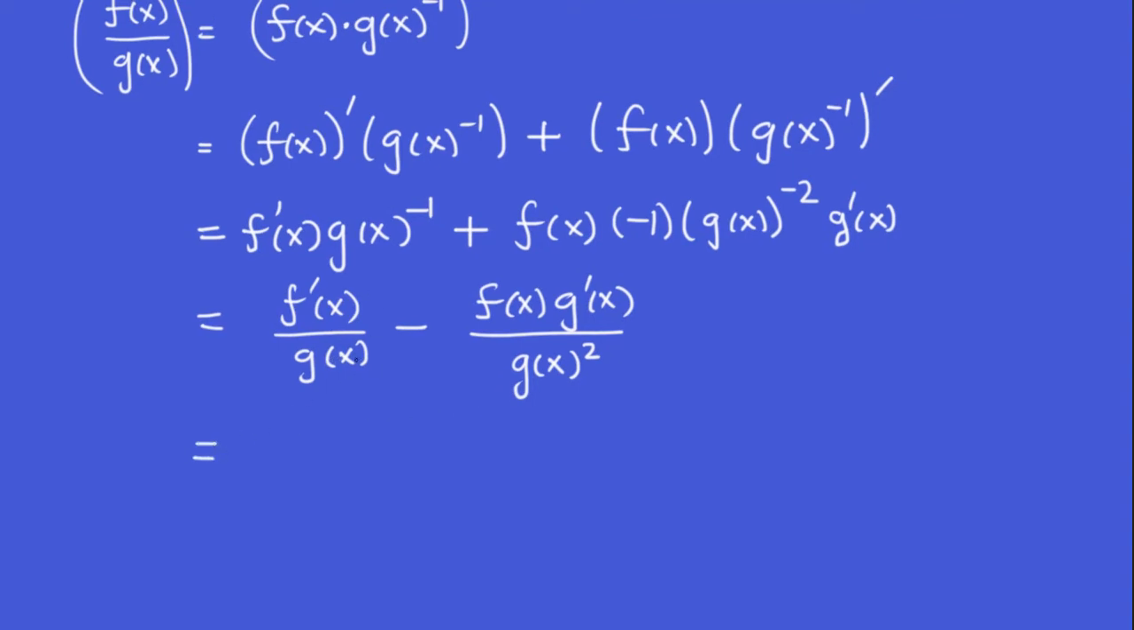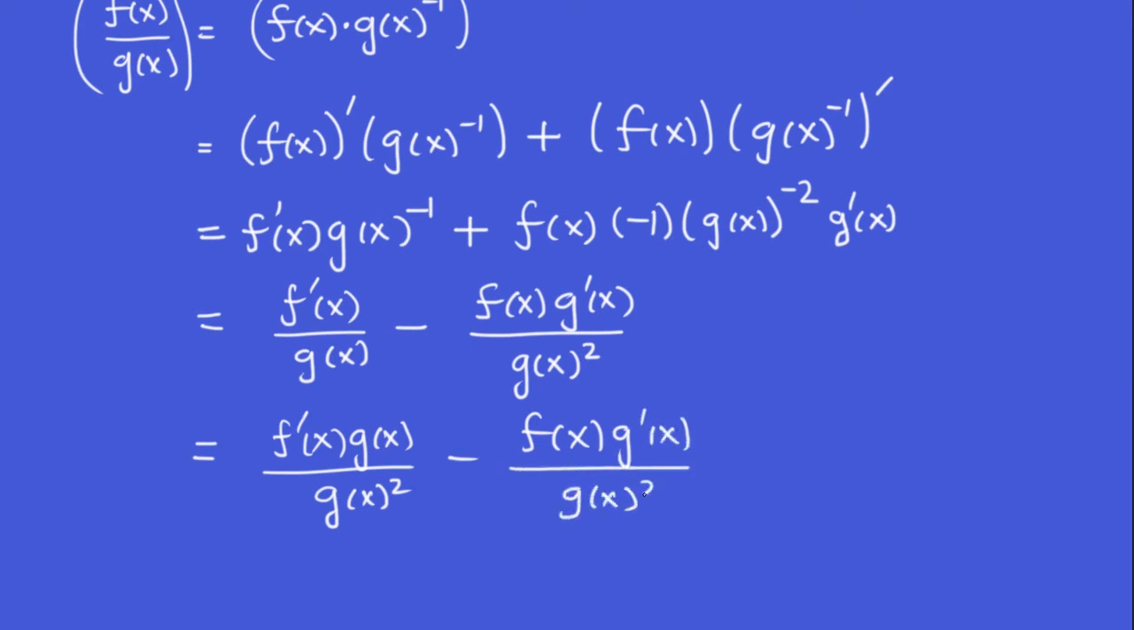Let's get a common denominator. We have g of x squared here and just g of x here. So we would like a common denominator of g of x squared. Let's multiply top and bottom of this by g of x. We certainly can do that. And g of x times g of x is g of x squared. And this one I'll just recopy as it is.